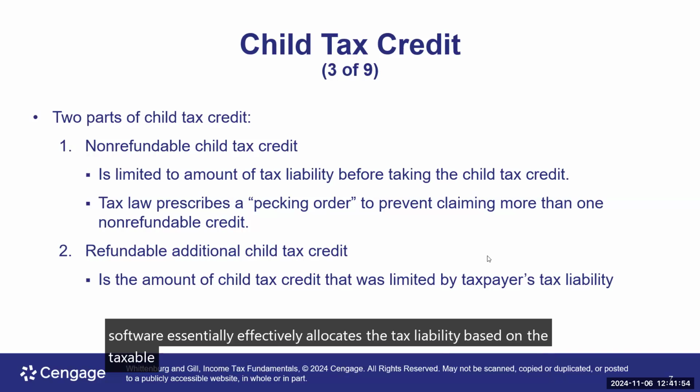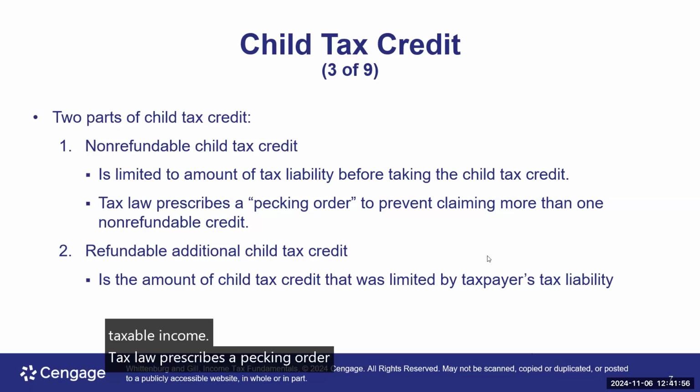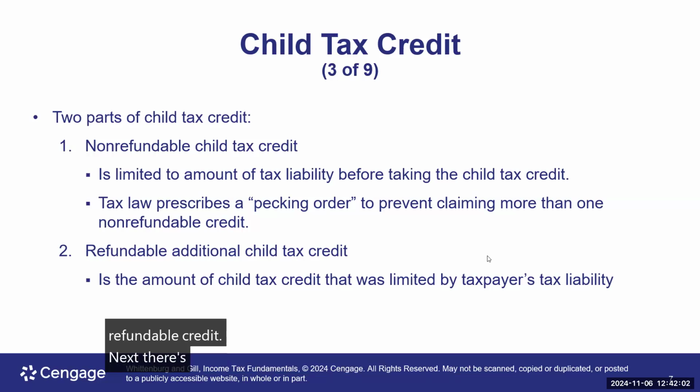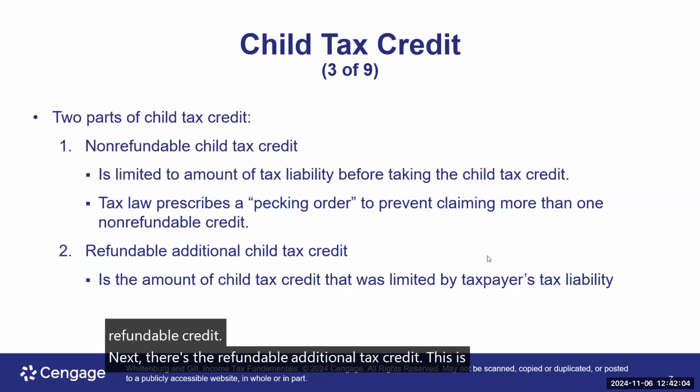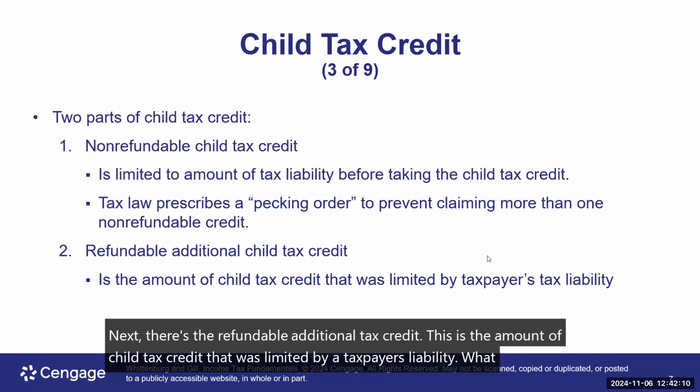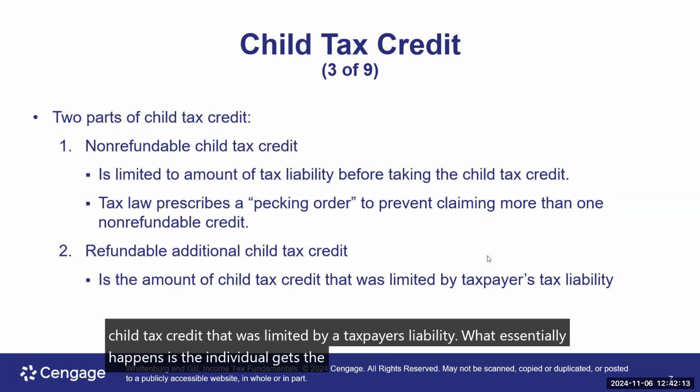Tax law prescribes a pecking order to prevent claiming more than one non-refundable credit. Next, there's the refundable additional tax credit. And this is the amount of child tax credit that was limited by a taxpayer's liability. What essentially happens is the individual gets the amount in excess.